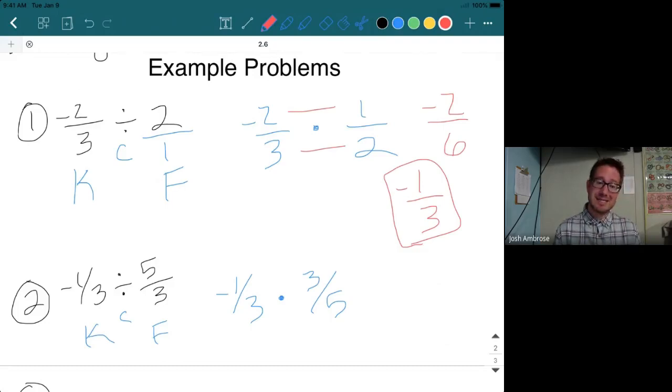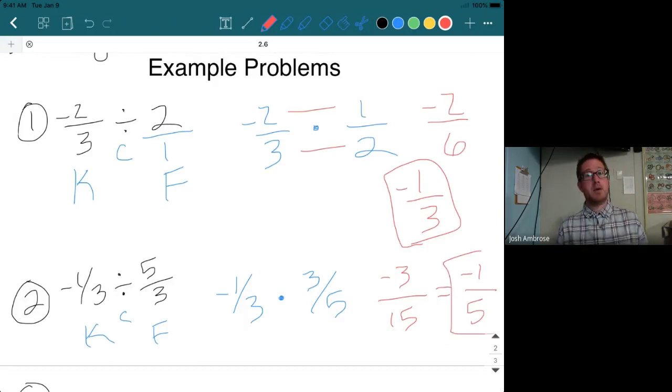Negative 1 times 3, negative 3. 3 times 5, 15. Not done yet because we need to reduce. This would reduce to a negative 1 over 5. All right, good. Okay, perfect. That's the first two. That's the KFC examples.